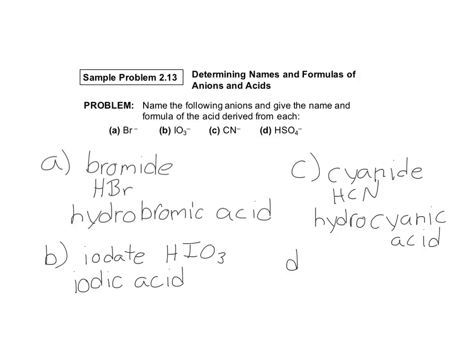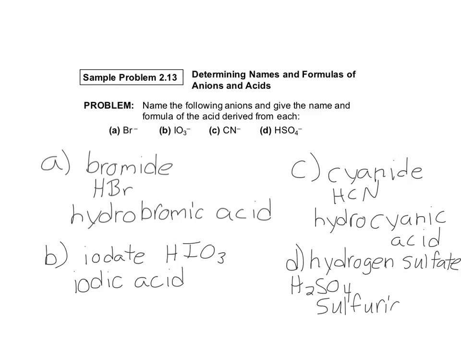D, HSO4 minus. This is going to be one of those polyatomic ions. This is hydrogen sulfate. So let's write that down. It has the SO4, which is the sulfate, and there's a hydrogen with it, so that's where the name comes from. Hydrogen sulfate. The hydrogen is the cation, so it lists first. When we form our acid, the formula is going to be H2SO4. Now, this is going to be one of those oxoacids, so it's going to get the "ic" ending, sulfuric acid.